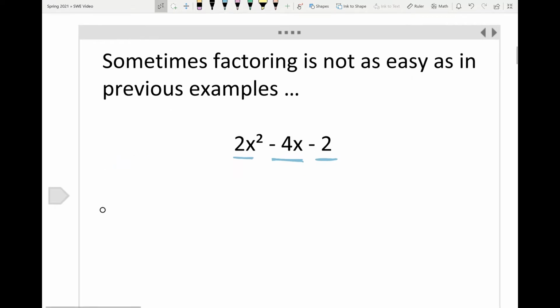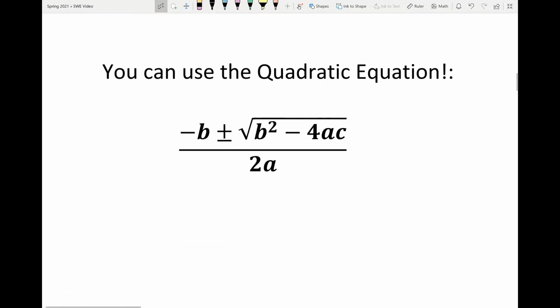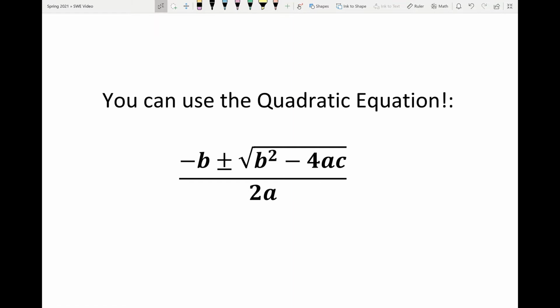So what you'll do when all the methods that you know so far won't work is use the quadratic equation. It's opposite b plus or minus the square root of b squared minus 4 times ac, all over 2 times a.